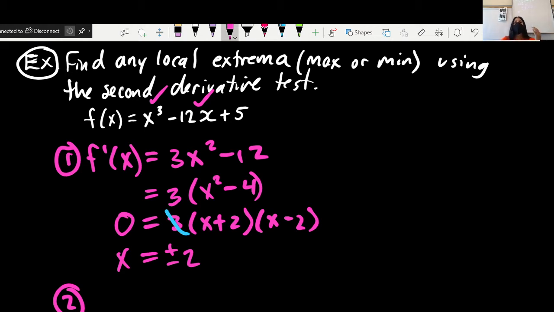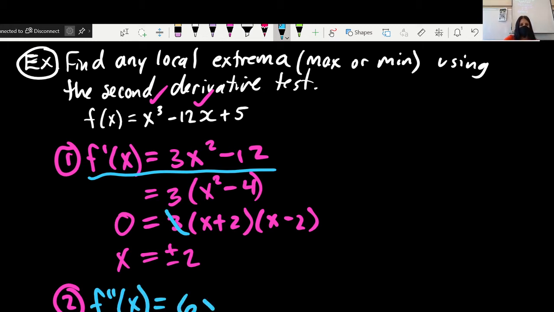The second step is finding the second derivative. So I'm going to take what we have here and we'll now take the second derivative of this. And we can see from this that we would get 6x, and we know that this minus 12 is a constant, so again it leaves us with nothing there.